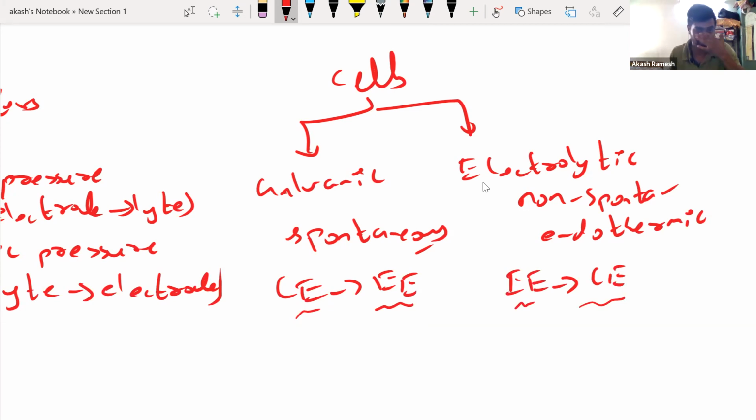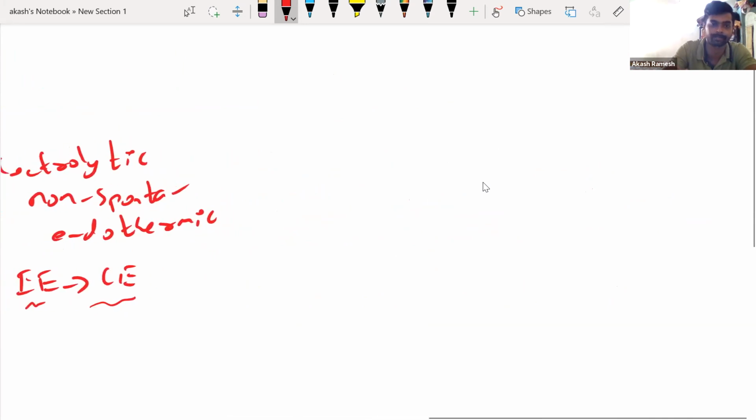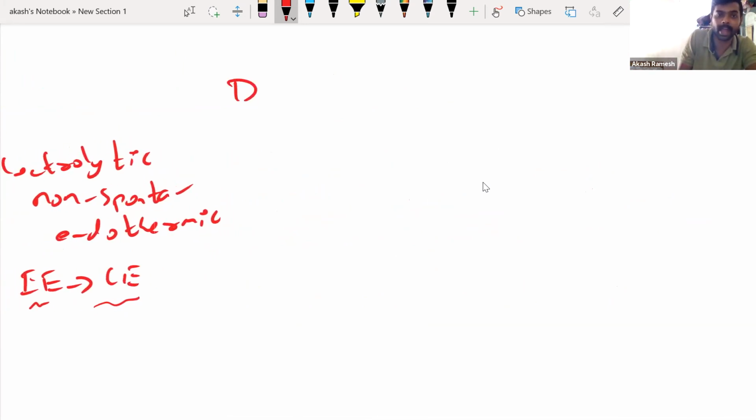Now, as I told you, we will be starting with galvanic cells first, and then we'll move on to electrolytic cells. One of the very basic examples of galvanic cells is the Daniel cell.